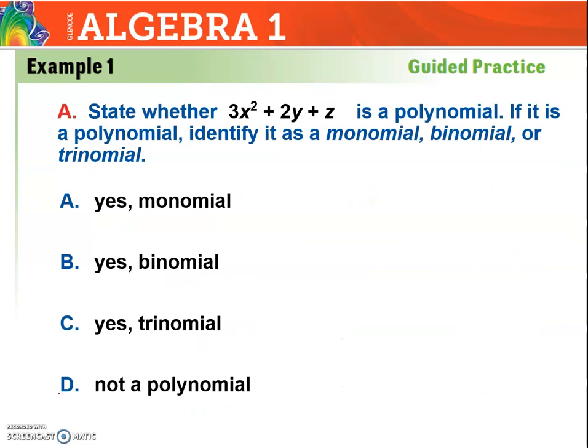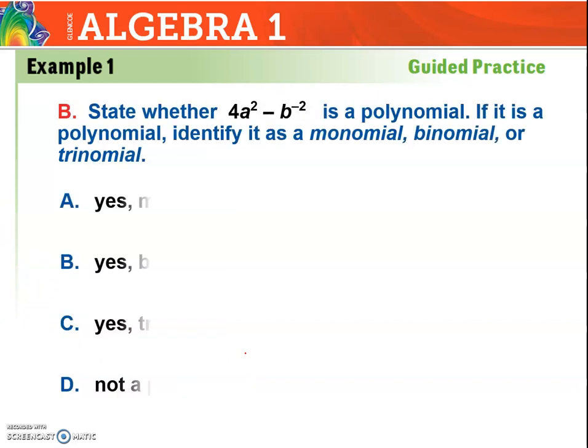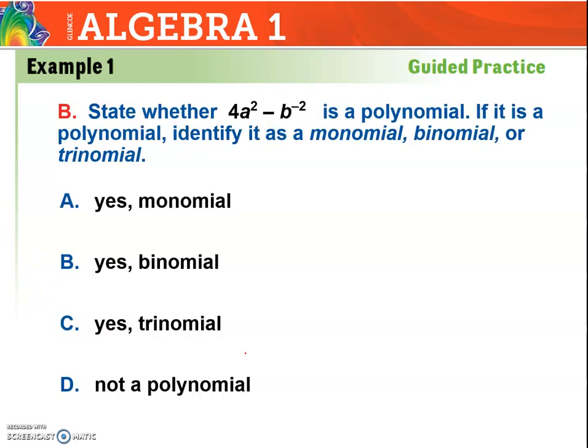Let us look at these examples. Our highest degree is 2, no negative, so in that case it becomes a polynomial and 3 terms, so it makes it a trinomial. So our answer is C. This has an exponent of negative 2, so in that case it doesn't make it a polynomial, so our answer is D.